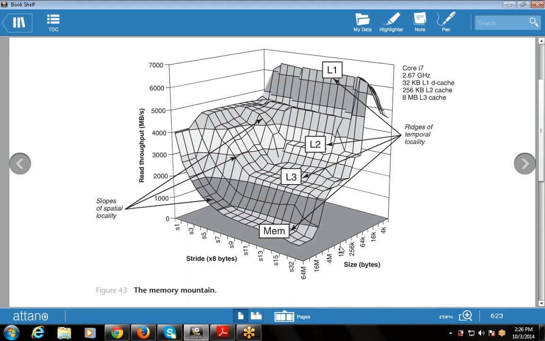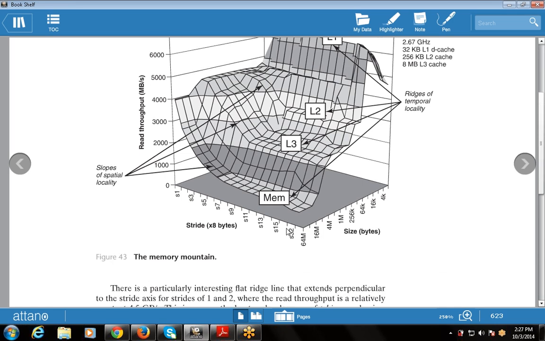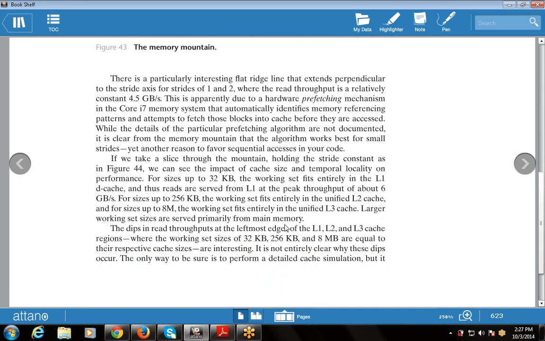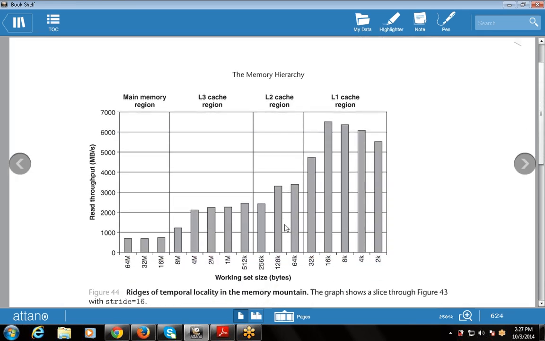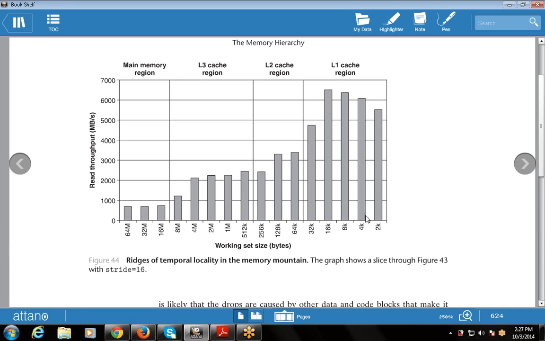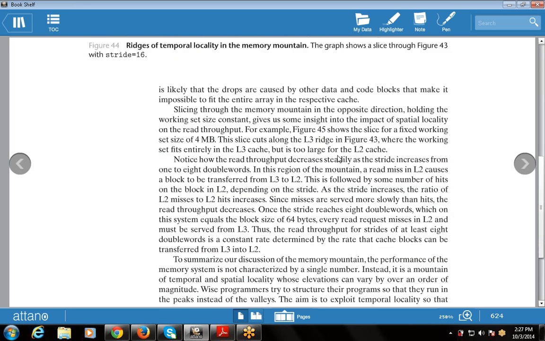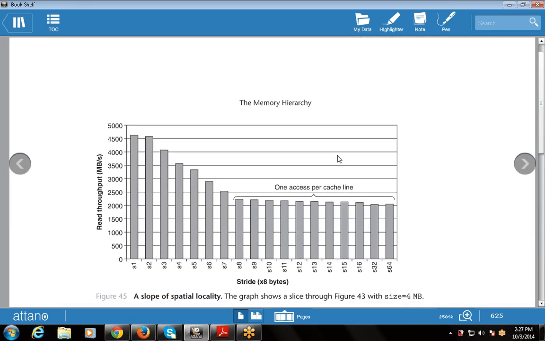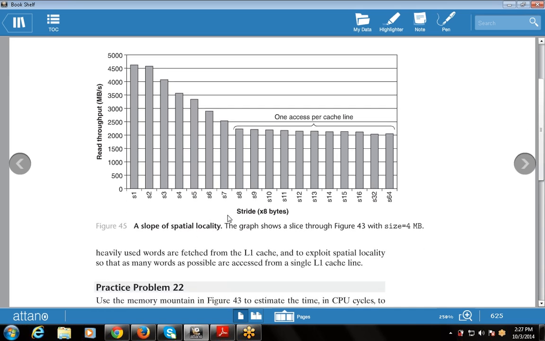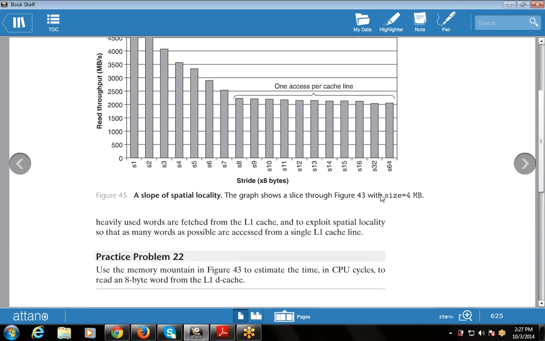This is the diagrammatic representation: L1 cache, L2 cache, L3 cache, and the memory. This is the pictorial representation with the help of histograms, with the working set size in bytes. First is the main memory, then the L3 cache, L2 cache, and the L1 cache, because L1 is very near to the CPU. This is the slope of the spatial locality.